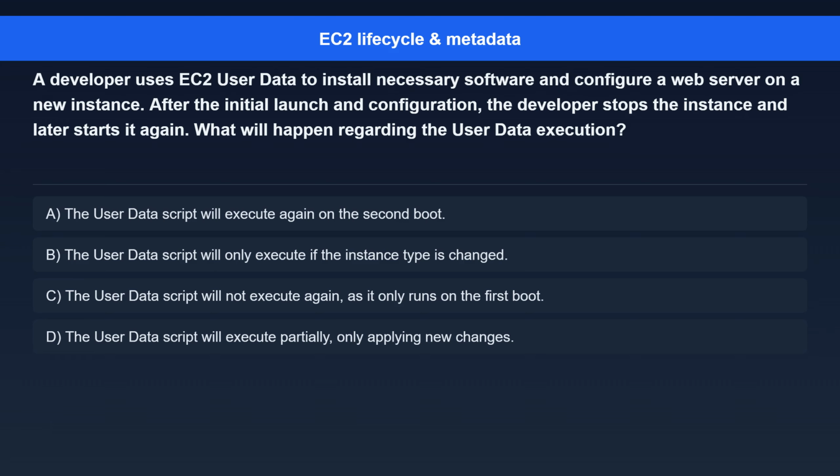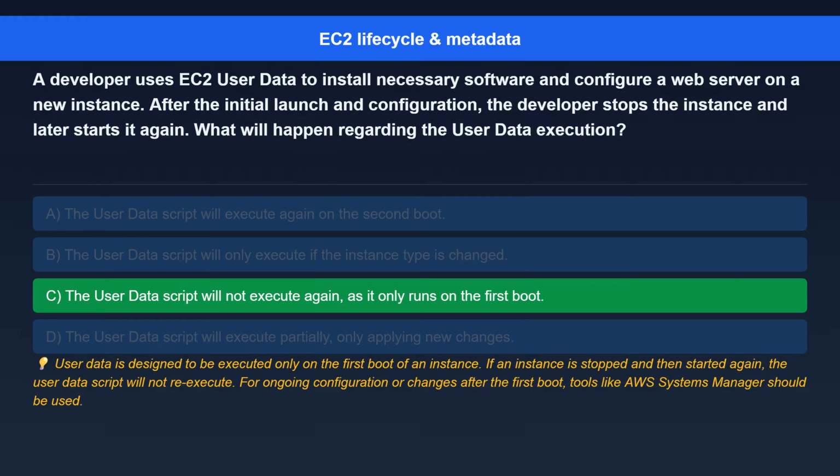Question 3. A developer uses EC2 user data to install necessary software and configure a web server on a new instance. After the initial launch and configuration, the developer stops the instance and later starts it again. What will happen regarding the user data execution? Option A, the user data script will execute again on the second boot. Option B, the user data script will only execute if the instance type is changed. Option C, the user data script will not execute again, as it only runs on the first boot. Option D, the user data script will execute partially, only applying new changes.